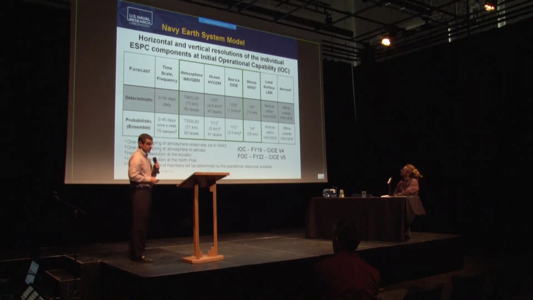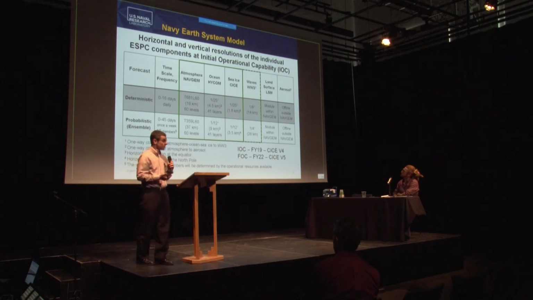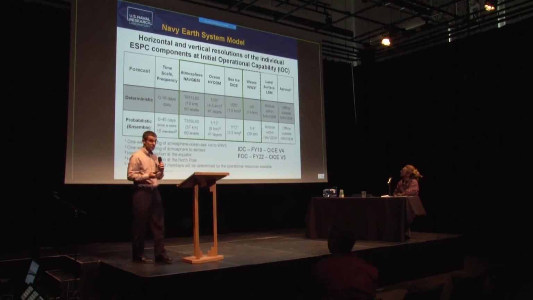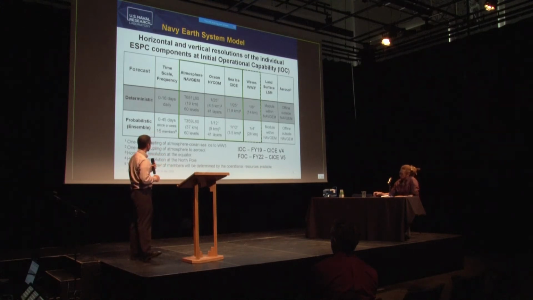And here's some more details on our system. Currently this system is going to be run in two different ways, in a deterministic mode and an ensemble forecast mode. For the deterministic, the goal is a 0 to 16-day forecast. The atmosphere model will be at 19 kilometers, the ocean will be at 1/25th degree, the SICE model will be on the same grid as the ocean, 1/25th degree, and the wave model will be 1/8 degree.